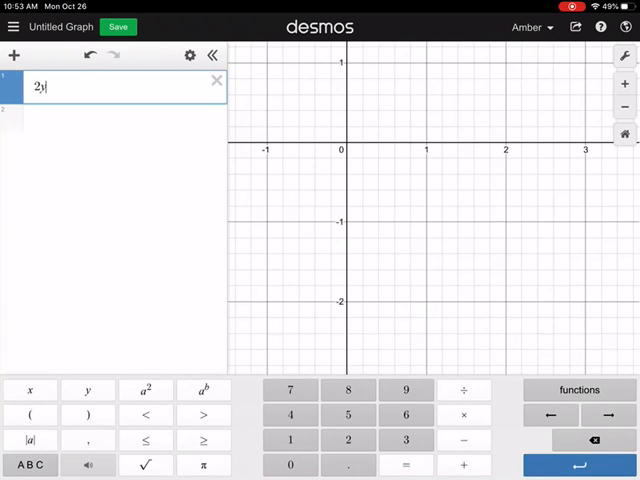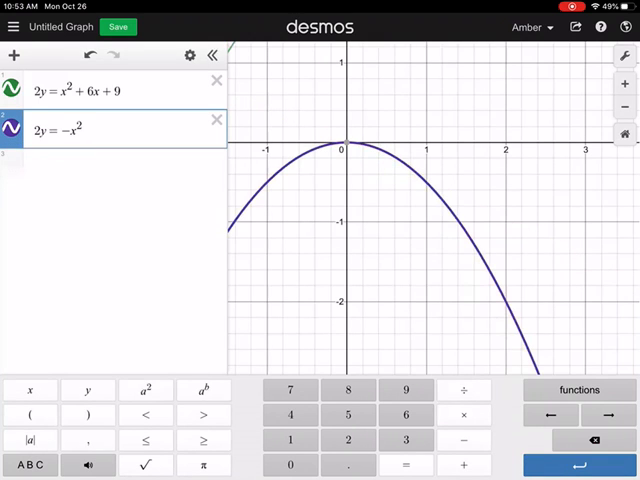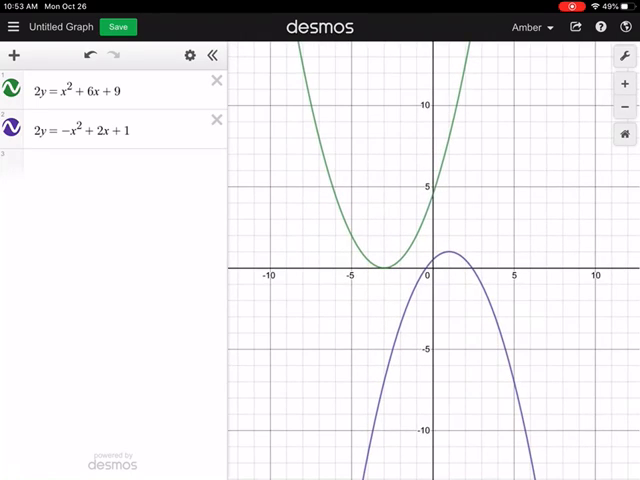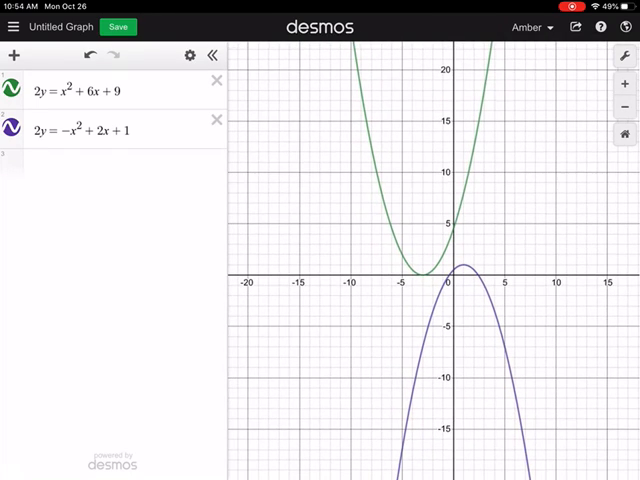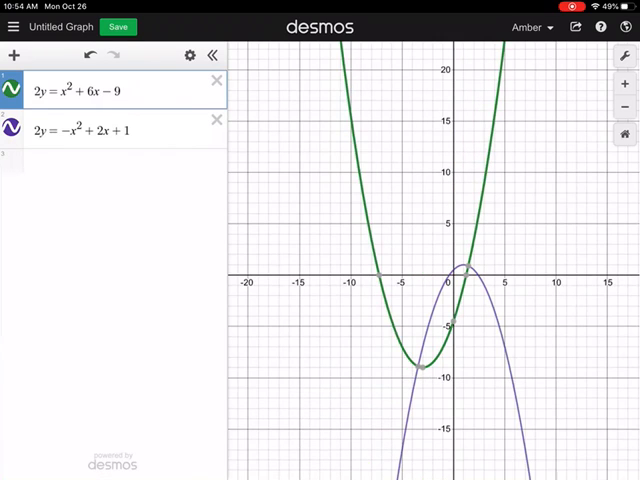I'm going to get rid of what I already have. I'm going to change it to my new equations, which are 2y equals x squared plus 6x plus 9. And then I also have 2y equals negative x squared plus 2x plus 1. All right, so let me zoom out. Let me make sure I typed it correctly. I should have typed in minus 9. That's why they're not intersecting. All right, now that fixes it.